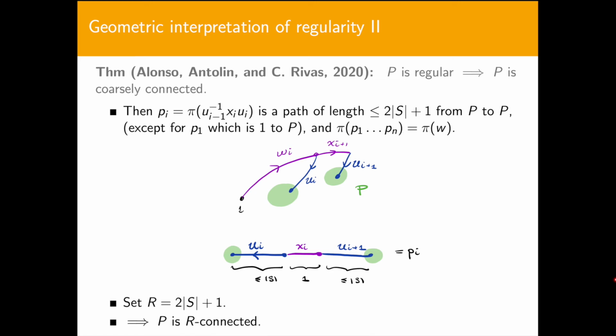u_i inverse x_{i+1} u_i is a path from positive cone to positive cone with the right properties, and then if you check the length of that path, it's going to be smaller than 2 times the number of states plus 1, because each u_i is smaller than the number of states in length, and x_i has length 1. And yeah, that's your little p_i, or p_{i+1}. Anyway, now you set R to be just 2 times the number of states plus 1, and now P is R connected.